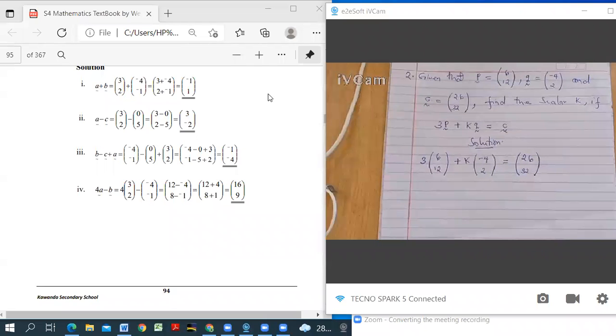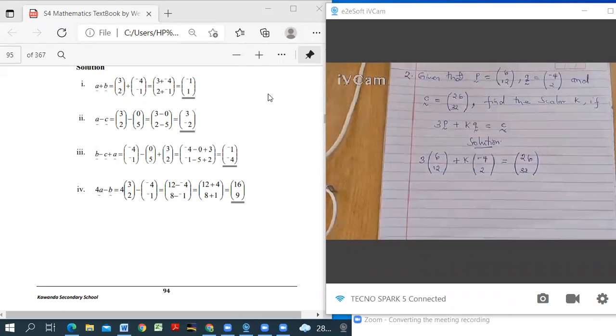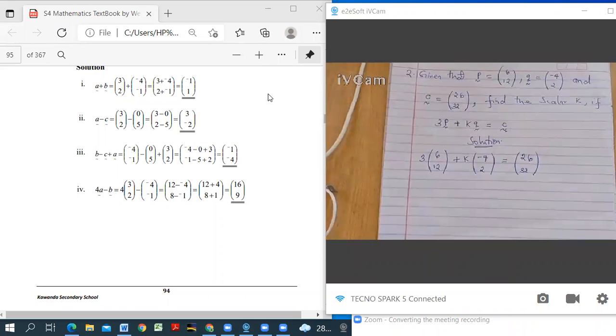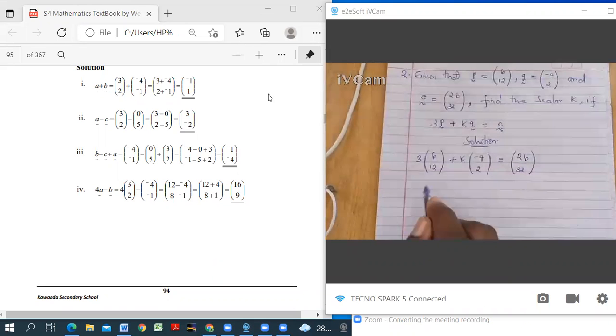So in this question, how many scalars do we have? Which one and which one? Yes. We have 2 scalars. 3 and K. But now we want to find the scalar K. Good. So can we expand this?